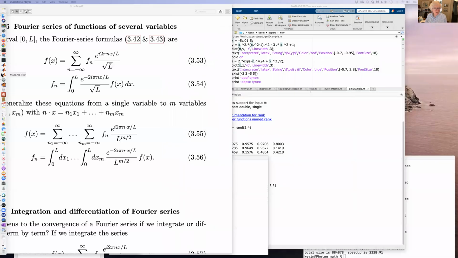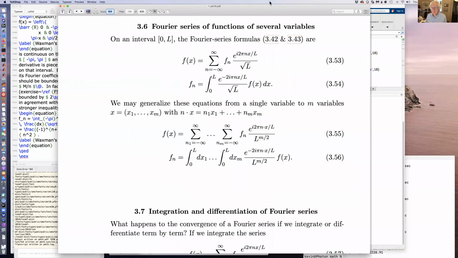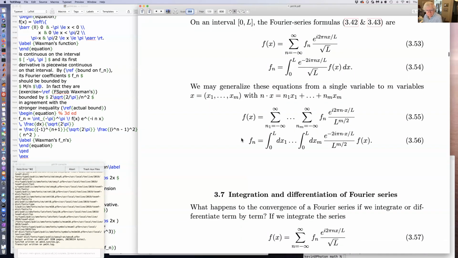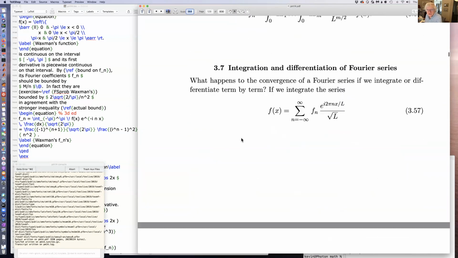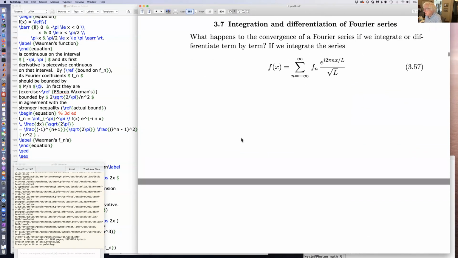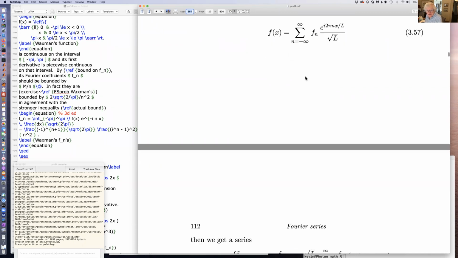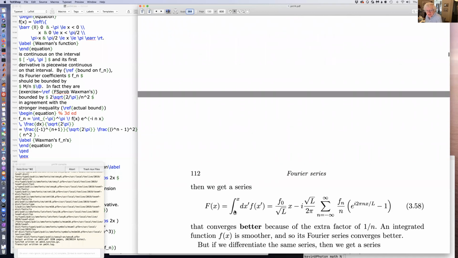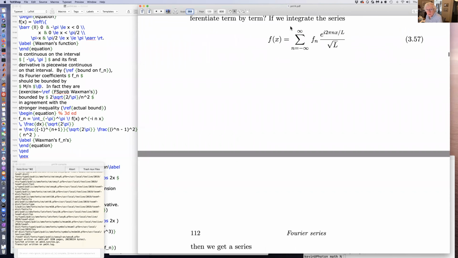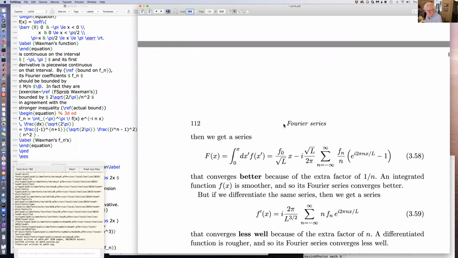Okay, so let me now go on to this topic of integration and differentiation of Fourier series. What happens if we integrate or differentiate a Fourier series? Well, suppose we integrated both sides of this. Then we'd have the integral from 0 to x of this thing, and we'd have to integrate this series.